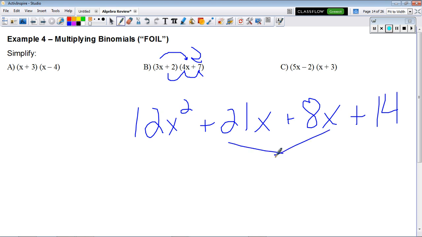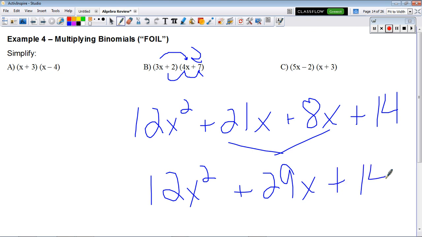Now, once again, I'm going to combine like terms. So 12x squared stays 12x squared. 21x plus 8x would be plus 29x. And then plus 14 would just stay plus 14. So that's the answer for part B.